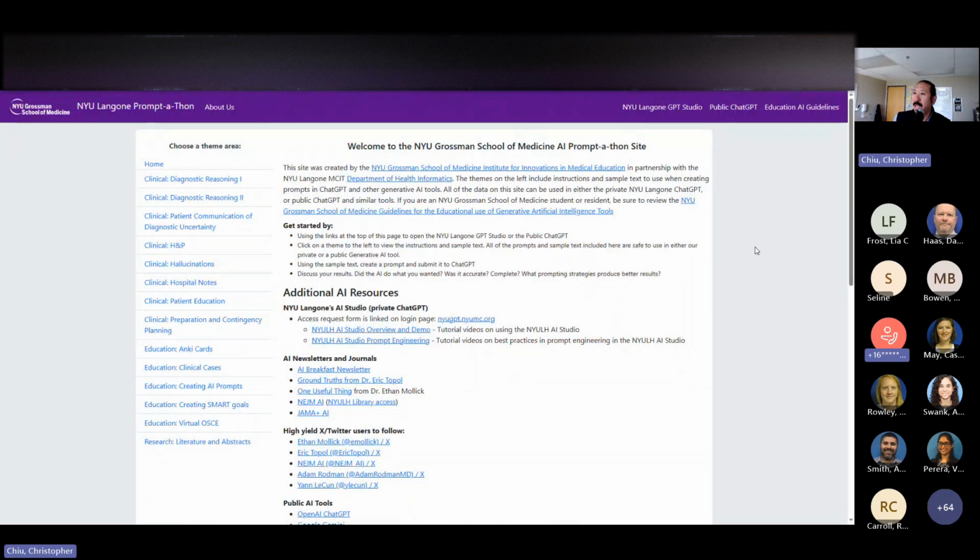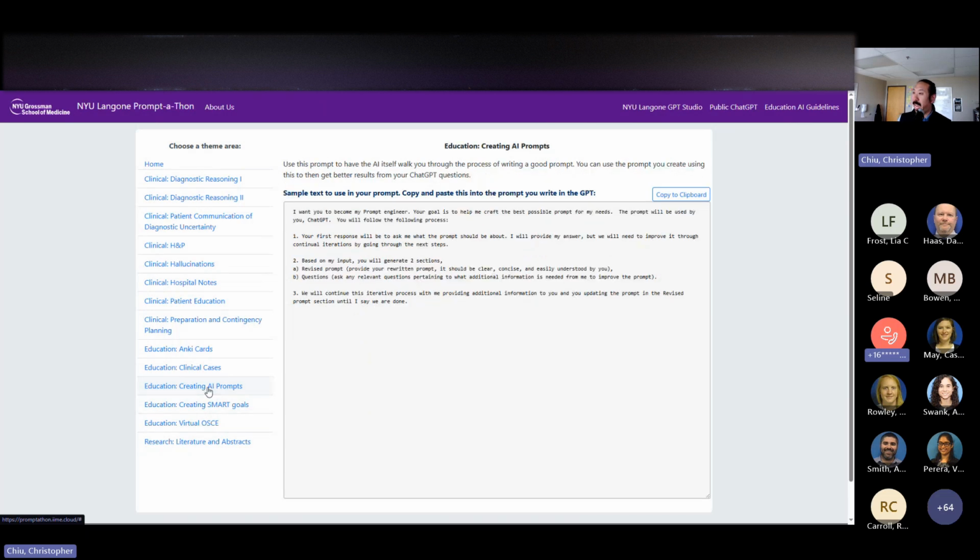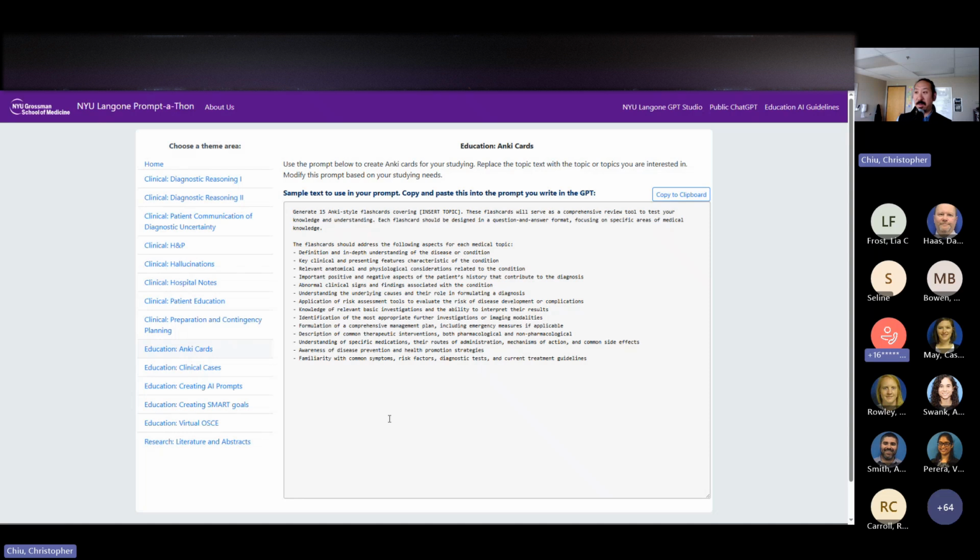So this one's the promptathon from NYU Langone. So you can see where you can help create SMART goals. It can help you with creating AI prompts, especially for those who like to study. It can help you develop Anki cards, which is something that happened after I went through all this, but I think this seems to be a popular thing among learners nowadays.